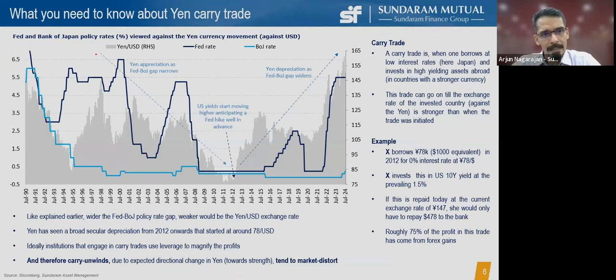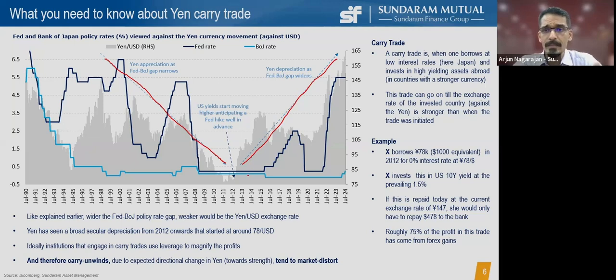You can see that as the gap between the Federal Reserve's interest rate and the Bank of Japan narrows, the yen sees an appreciation, and post that, as the gap starts widening, the yen starts depreciating.